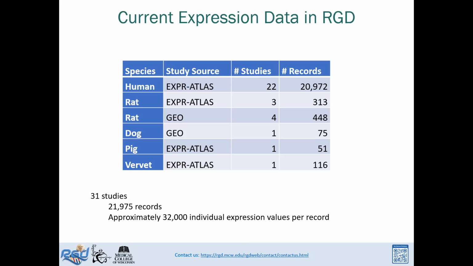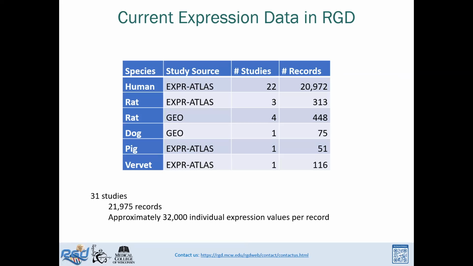There were 22 studies for human, 3 for rat, and 1 each for pig and vervet, imported from Expression Atlas. Then there were 3 rat studies imported from GEO, and another study imported from GEO that was both dog and rat data. In all cases, samples were untreated controls and expression values were in TPM to allow for comparisons across samples and across studies.